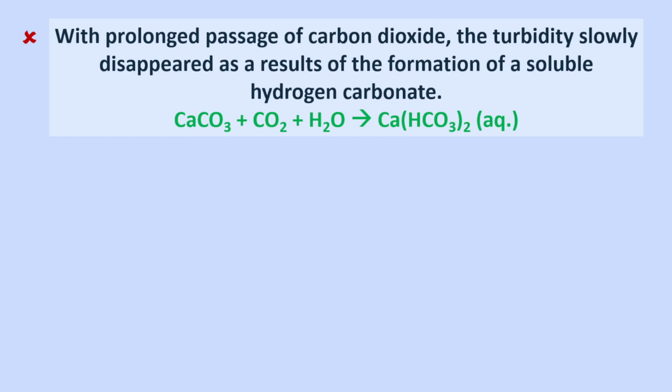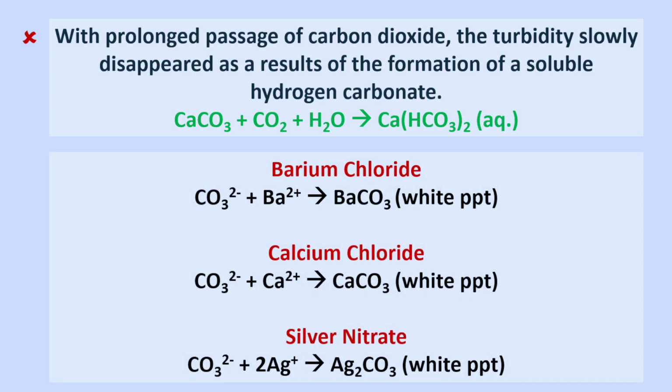However, if you continue passing carbon dioxide gas, the milkiness will disappear due to the formation of soluble calcium bicarbonate. There are some additional reactions; however, these should not be used for detection of carbonate ion. Barium chloride, calcium chloride, and silver nitrate form a white precipitate of their corresponding carbonate when the water extract of the mixture is treated.